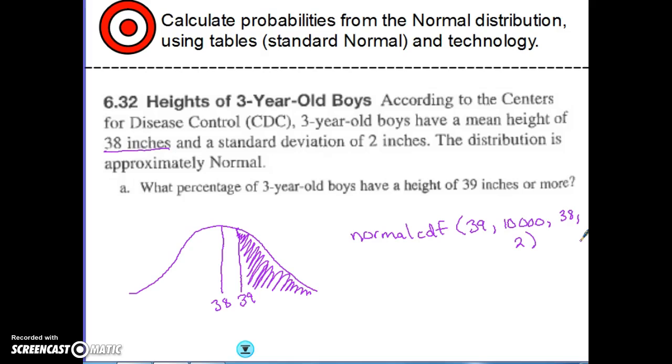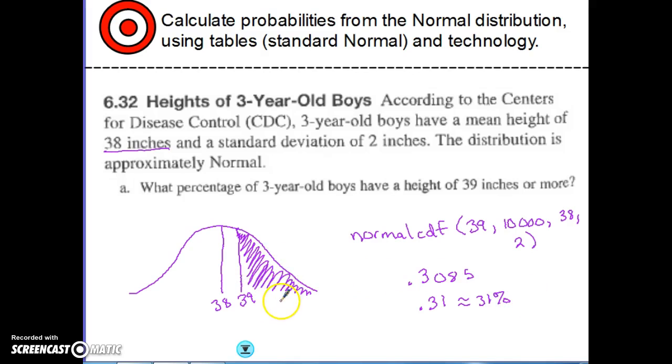Just a quick reminder, if you're not following where normal CDF is, you go to second, and then right underneath the arrow keys on a calculator, there's this button called VARS, V-A-R-S. If you hit that, then there should be a normal CDF that you can choose from there. Okay, so plug in all of your numbers. And I come out with 0.3085. So round that up to 0.31. So approximately 31%.